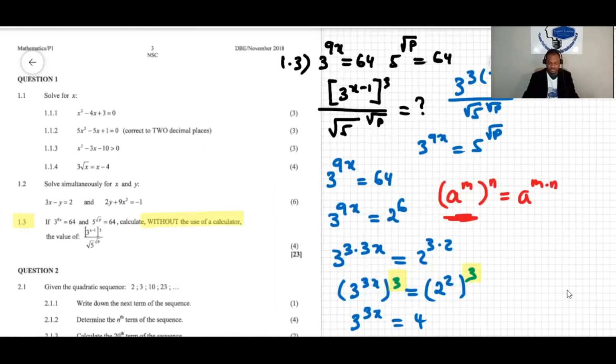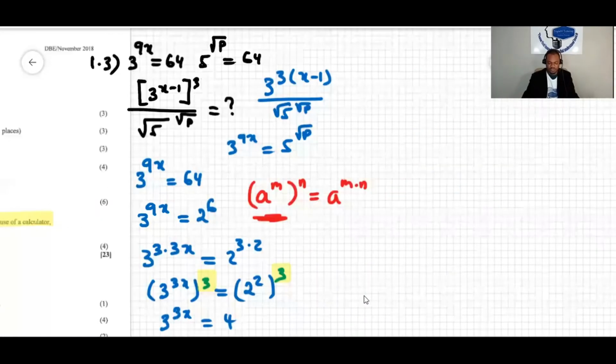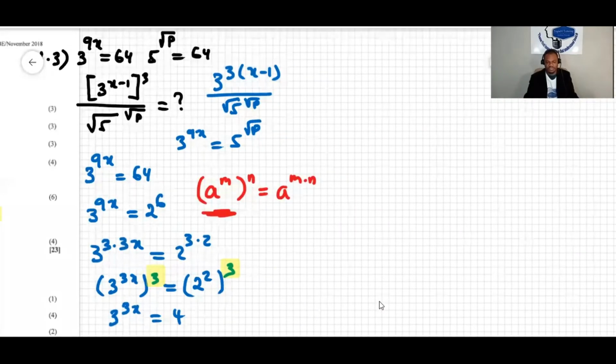So it's not going to work with the logs. I mean, it's going to work, but not for the equation. Okay. Now, what else do they say? What else do we know from the question? When I look at the denominator here, we have a root 5, but here it was given 5 to the square root of p equal to 64. But here they tell us square root of 5 to the power of square root of p. Okay.